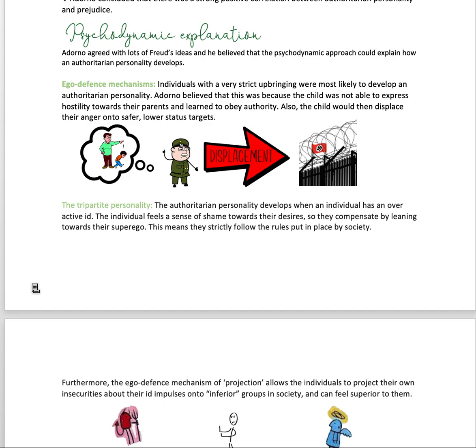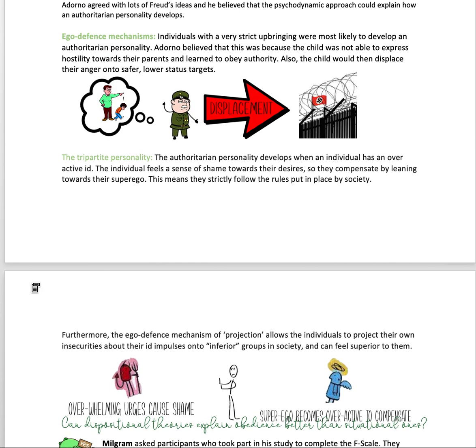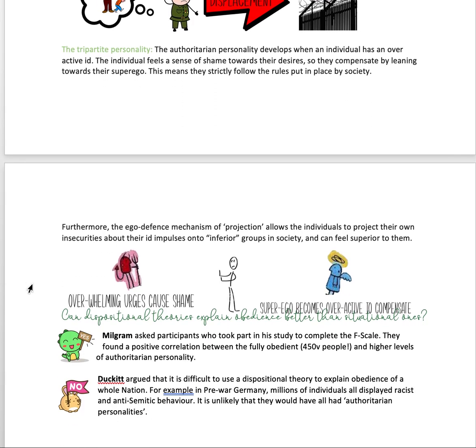So as a result of having a strong superego, they follow orders, they follow the rules of society, and also they can project their insecurities onto people below them because they want to feel superior and they don't want to feel this embarrassment about their overactive id.